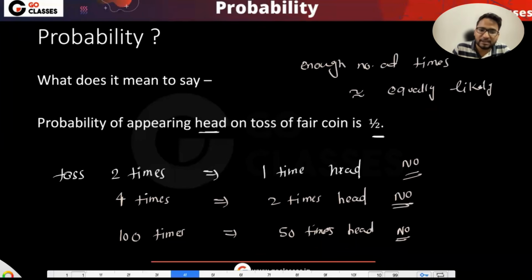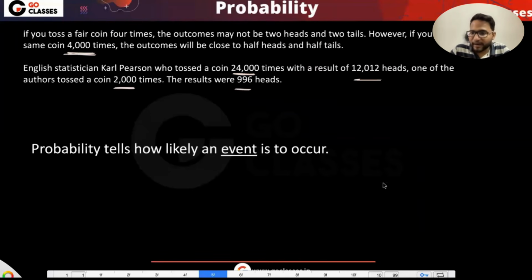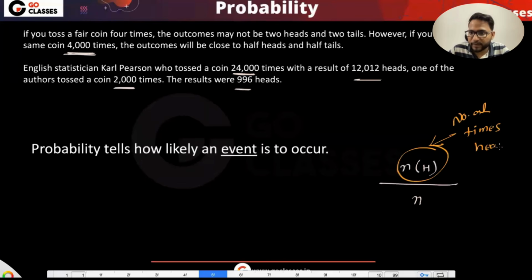Which means I can say that if I am tossing n number of times, and let's suppose nh is the number of times head is appearing, and n is the total number of tosses, then nh divided by n is basically half. But here this n should be large enough.